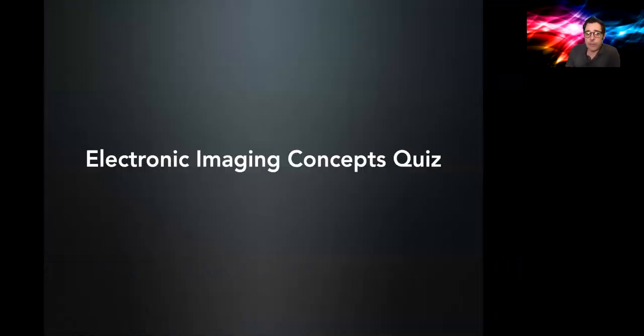So at this point in the course, you guys should be familiar with some of the tools in Photoshop. I've put together this electronic imaging concepts quiz. This is not for credit, but I think it would be a good idea for you guys to just practice with it and see where your knowledge is right now. And that is, I believe, in module 3. Any questions thus far?